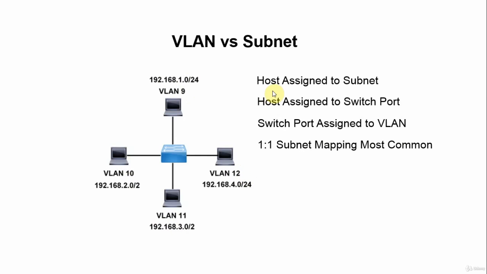So the host is assigned to the subnet. So you've got a host address of 1.1 within this subnet. So it could be 100 or 25 or something. And the host is assigned to a switch port. So if the switch port it's connected to is configured for VLAN 9, then that host is in that VLAN, based on the fact that that's where it's connected, or the actual switch configuration. The switch port is assigned to a VLAN, like I just mentioned. So it's a one-to-one subnet mapping. Each VLAN has its own subnet. It's kind of moving from layer 2 to layer 3, if you want to think of it like that.